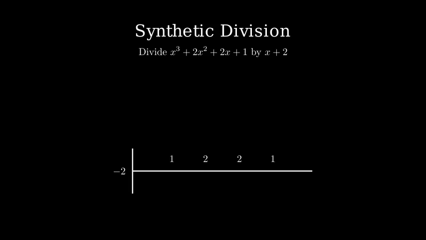Let's begin our first step. Bring down the first coefficient, 1. Now multiply this 1 by -2, getting -2. Add this to the next coefficient, 2, getting 0.